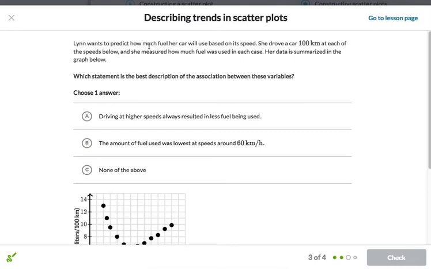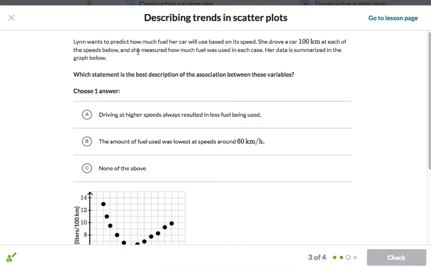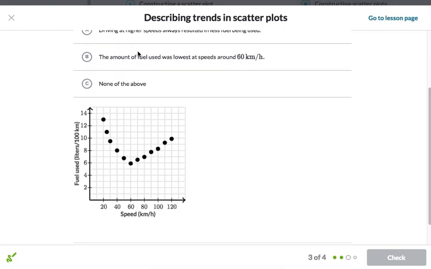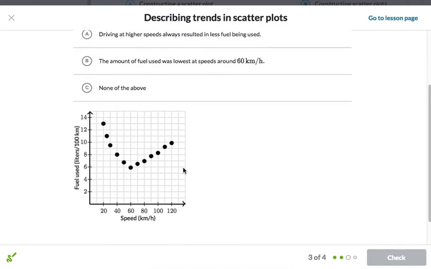Lynn wants to predict how much fuel her car will use based on its speed. It's exactly what we're hypothesizing. She drove her car 100 kilometers at each of the speeds below, and she measured how much fuel was used in each case. Her data is summarized in the graph below. Well, this data is only good data if she drove the same 100 kilometers every single time, as opposed to driving, say, up a mountain or down a mountain. But in this case, we're going to assume that is the case.